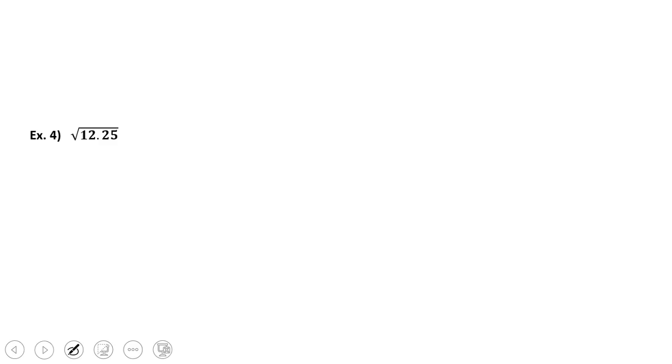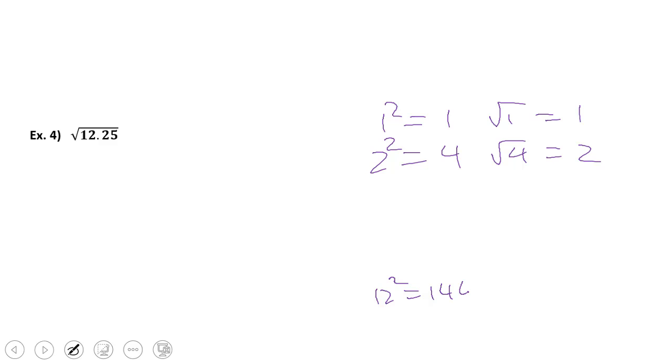Here we have the square root of 12.25. And so I guess this is a good point for me to tell you, you should memorize your perfect squares. In other words, 1 squared is 1, and the square root of 1 is 1. And then 2 squared is 4. The square root of 4 is 2. And you should do that all the way through 12 squared being 144, and then the square root of 144 equals 12.